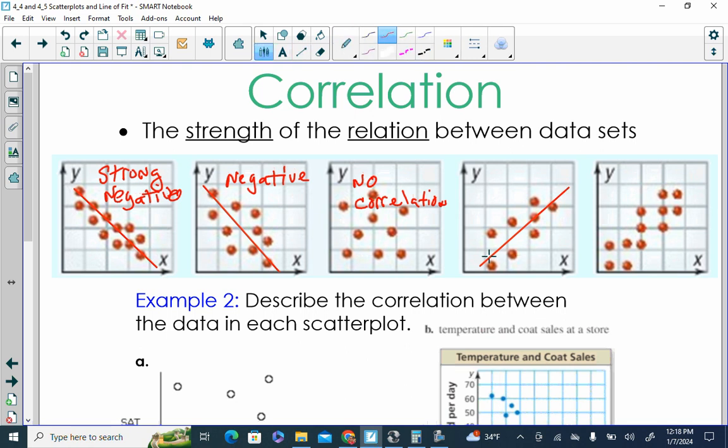What makes it positive is that the points generally rise from left to right. As we move along the x-axis, as x values increase, so do the y values, right? As x increases, so do the y, and that's what makes for a positive correlation. And if we look at our last graph, this would be a stronger positive correlation because the points are more centered around the line, right? See how we have this space here? We don't have as much space between the line and the point. So this would be a strong positive correlation.